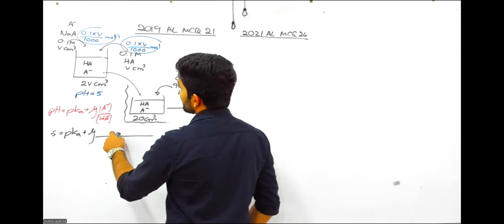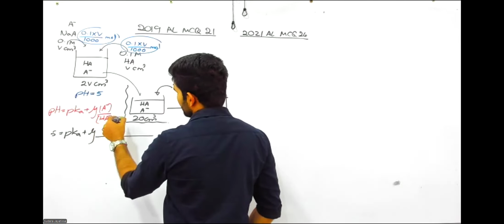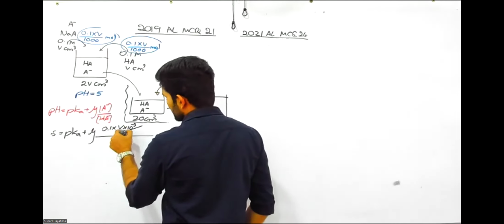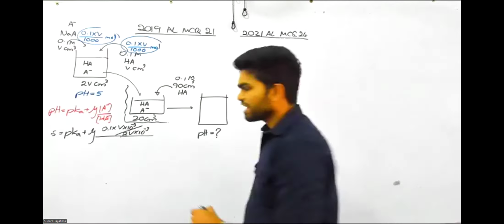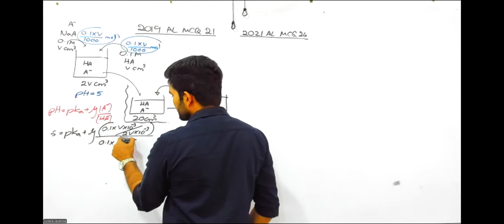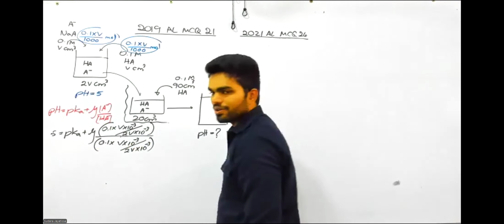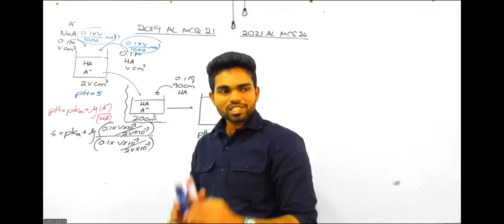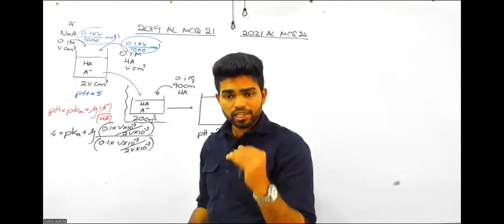What is the A minus concentration? 0.1 into V into 10 to the power minus 3 is the moles, and the total volume is 2V into 10 to the power minus 3. That is the A minus concentration. And the same thing will be written for the HA concentration. There is no need to write it, but I'm showing that this is happening. So simply try to understand: since the moles of HA and A minus are equal, what will happen?